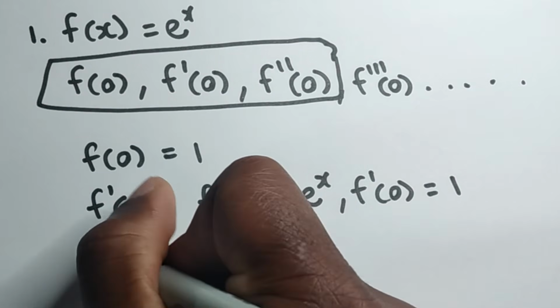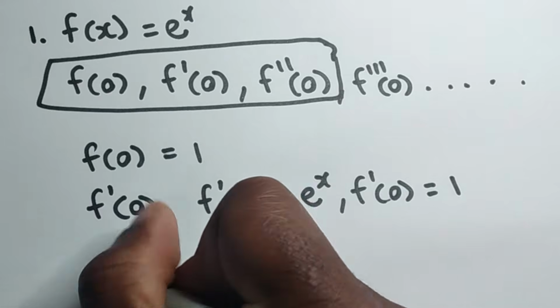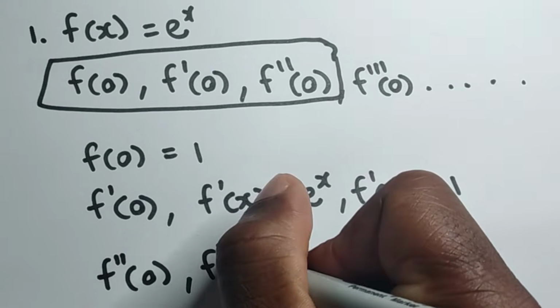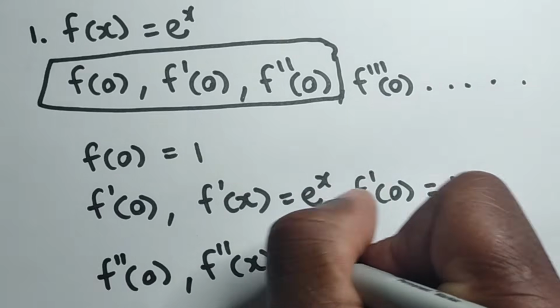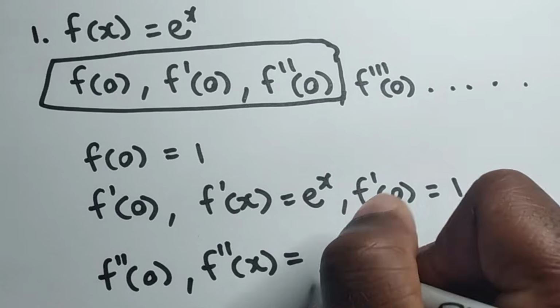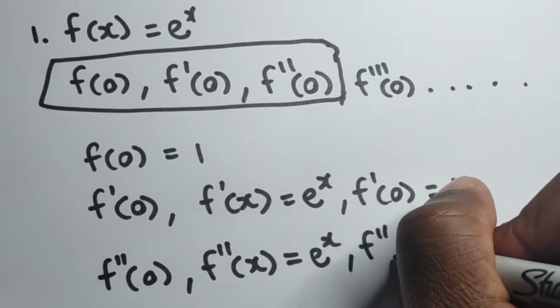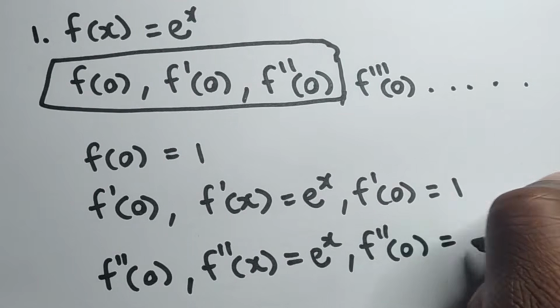Now I want to do the final iteration for the sake of this video. So I want to find the second differential of f of x. Alright, and again, if we differentiate e to the x, we'll obtain the same e to the x. If we sub 0 in this thing, again, we'll obtain 1.